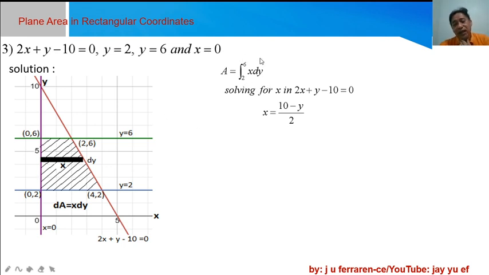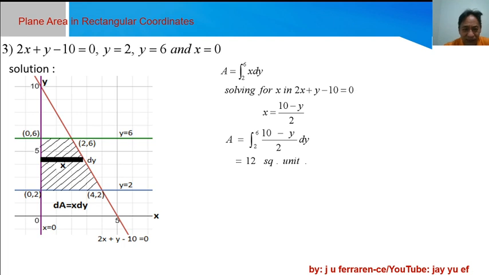Now, our variable here is y. Then I can convert my x in terms of y, and my x is dependent on the equation of your line. So what is x equal to? That is 10 minus y, correct, and divided by 2 is your x. So you substitute to your A. When it is substituted to your area with x equal to 10 minus y over 2, integration is done and you obtain an answer which is 12 square units as the area.